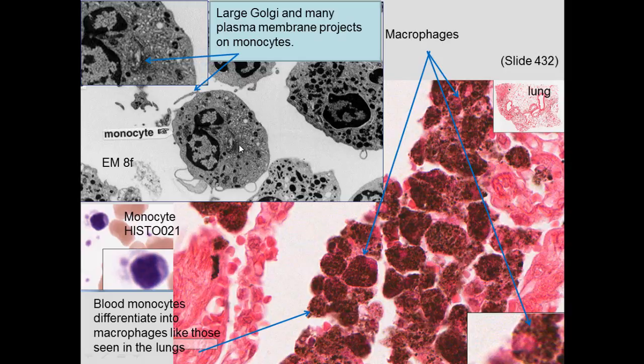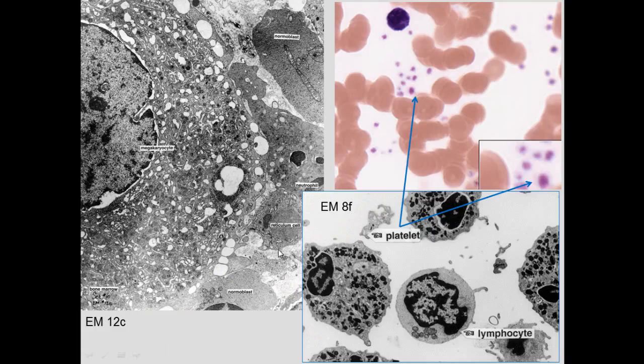We can see the Golgi apparatus, and this is it at the light microscopic level. And then we have platelets. Platelets are numerous and vary in size. As you can see, a platelet here.